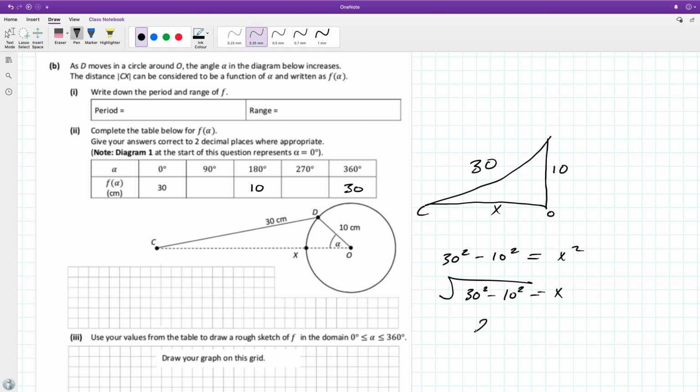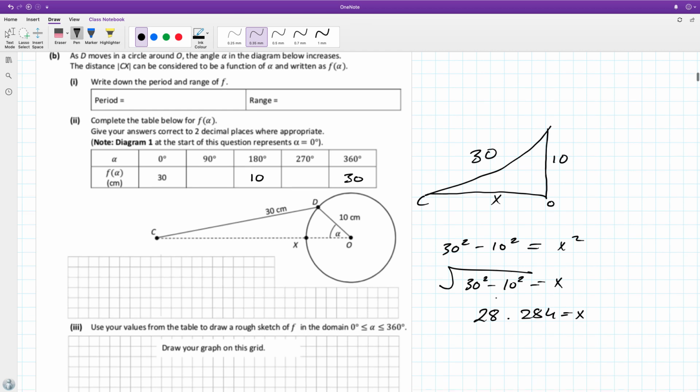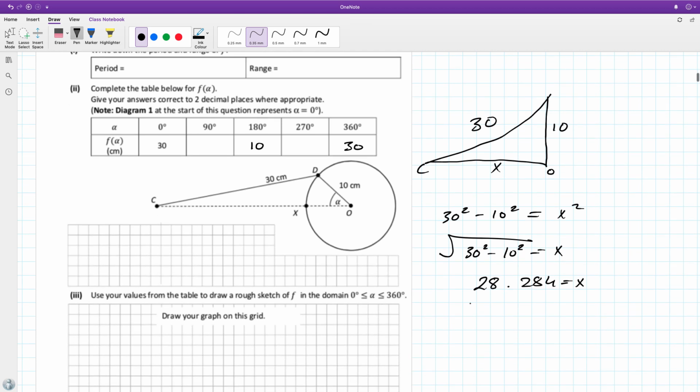28.3, 28.284. I just threw all Pythagoras into one there, I just skipped a few steps. Minus 10 is 18.284. Give your answer correct to 2 decimal places, 18.28. Are we happy with that? I took away 10 because that's the crank.